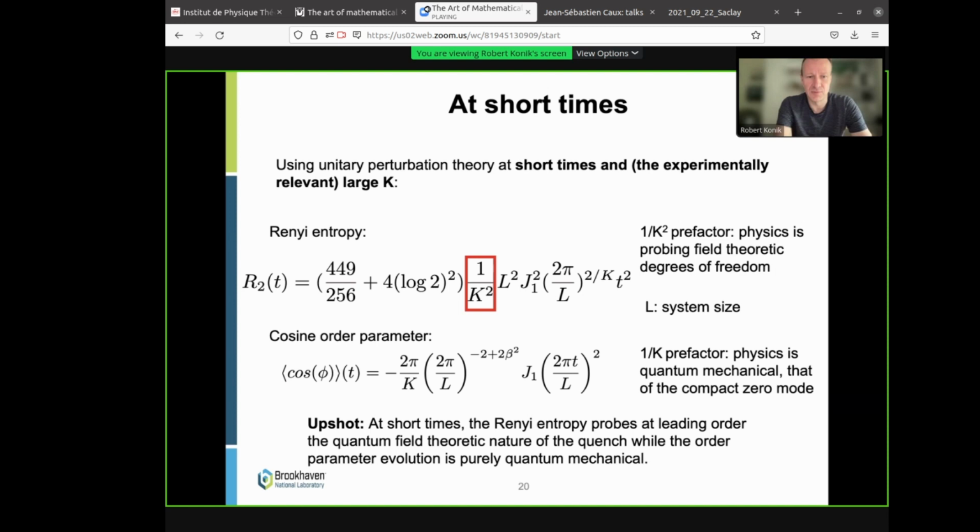The Renyi entropy, on the other hand, is quite a bit different. This 1 over K squared is really indicating, although it's not obvious unless you dig into the algebra, that the oscillator modes, the fact that you're dealing with a quantum field as opposed to just the zero mode, are important for the physics. And so in some weak sense, the Renyi entropy is a more quantum field theoretic quantity than the order parameter, at least in this context.